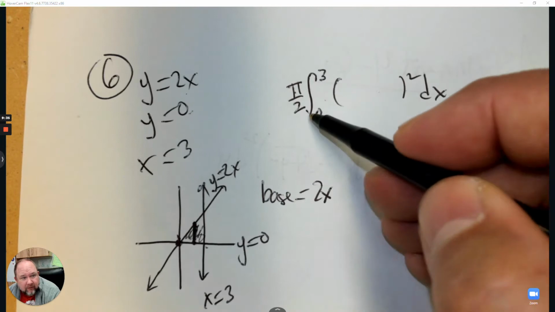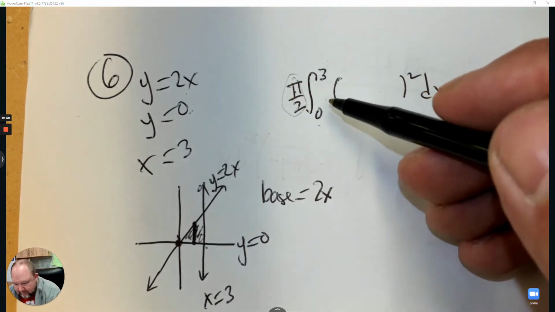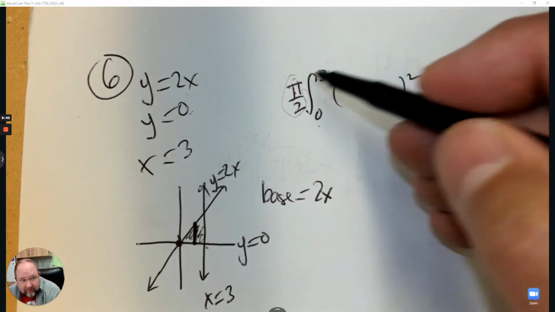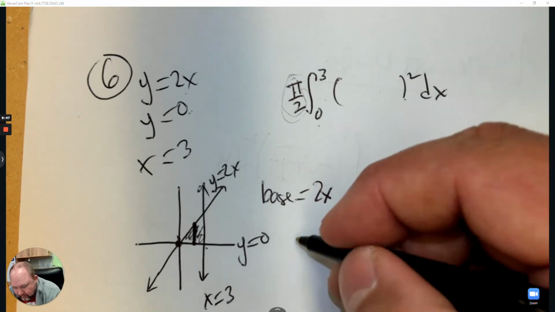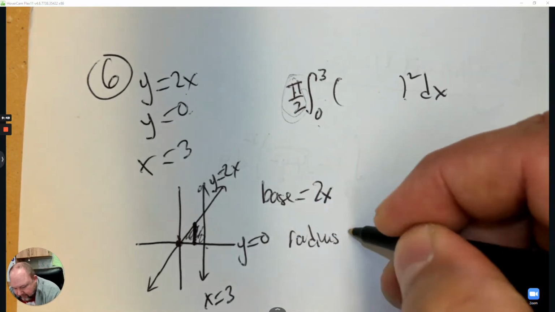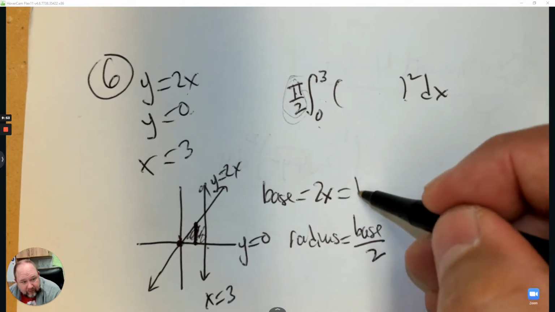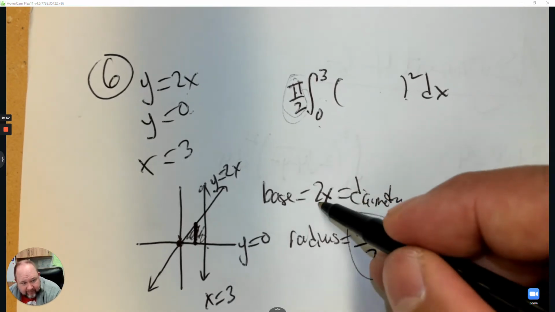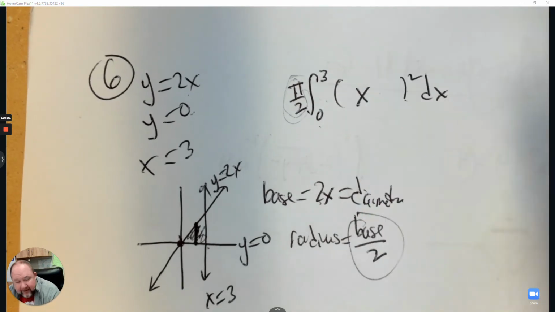Pi r squared divided by 2, pi over 2 can be written in front, because I'm going to actually integrate this. It makes it easier that pi over 2 is in front, and then I do the integration, and just at the end I multiply by pi over 2 to make it easier. So the radius is going to be the base divided by 2. See, the base is really the diameter, right? So take the base and divide it by 2. So 2x divided by 2 just gives me x.